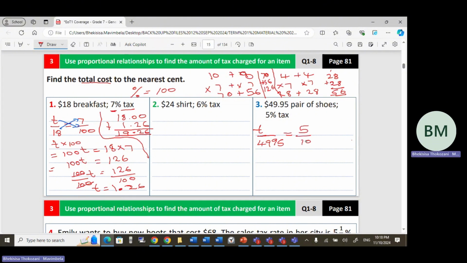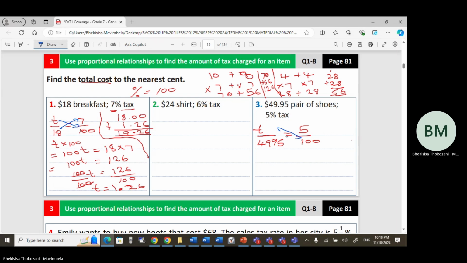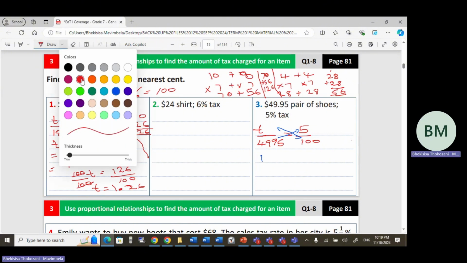So it's the same process. Then I cross multiply. All right. So then I cross multiply as usual. Okay. So again, here I'm going to multiply T times 100, which is 100T. I showed you already how we do that on the previous example. So this is going to be 100T.